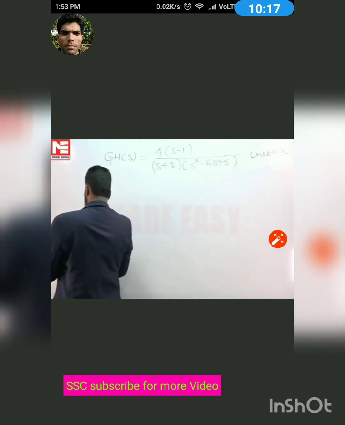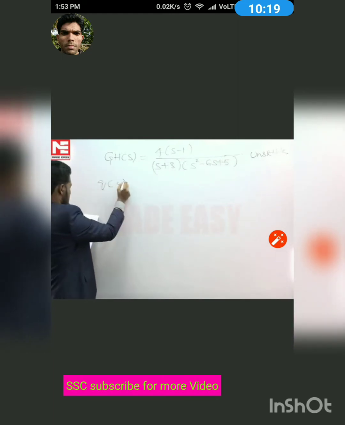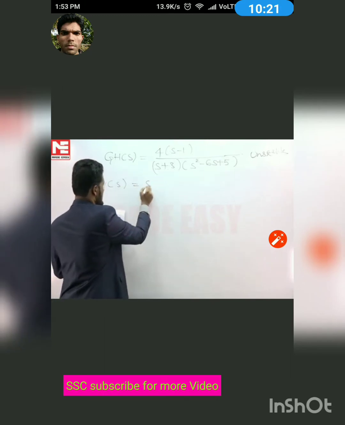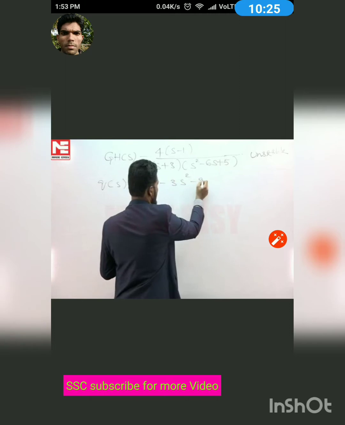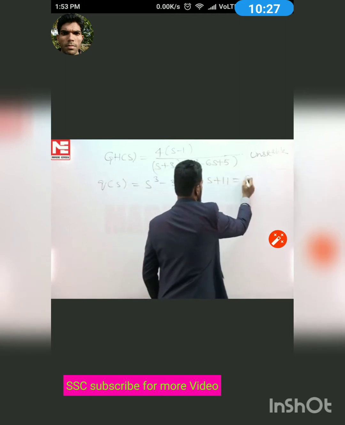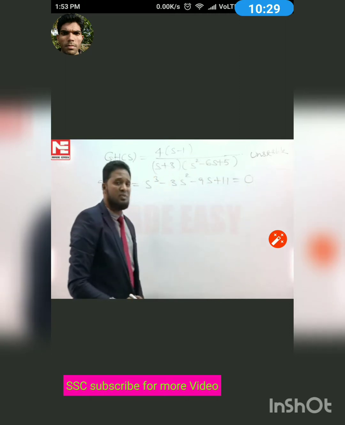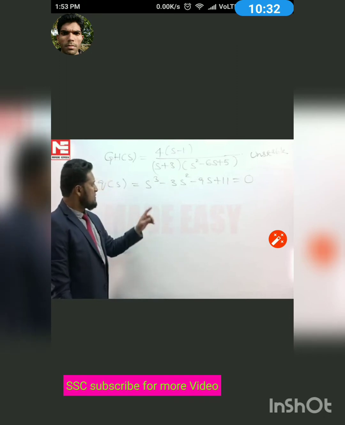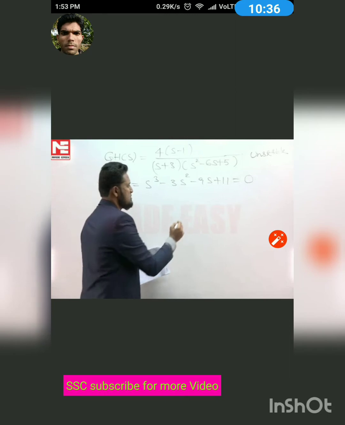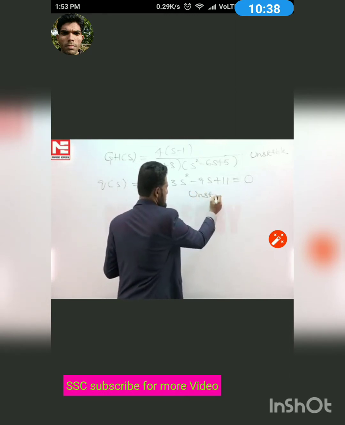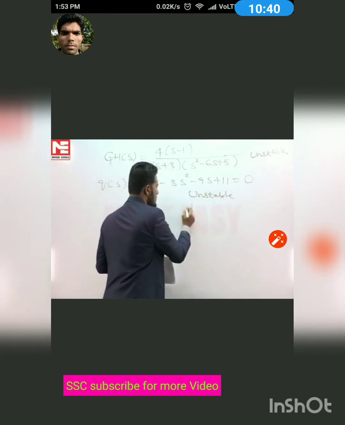Whereas if the characteristic equation of the system is obtained, it becomes S cube minus 3S square minus 9S plus 11 is equal to 0. 1 plus G of S H of S is the formula. The characteristic equation also has sign changes, which indicates that closed loop poles are in the right side. The closed loop system is also unstable. The answer to the question is D.